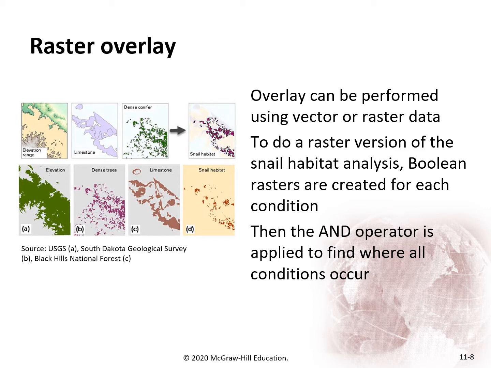Raster overlays can be performed using vector or raster data. To do a raster version of the snail habitat analysis, you can do a Boolean raster for each of the conditions and then use the AND operator, and it ends up with only conditions that meet all of them. You can also, if you have all these data sets as raster, just use the raster calculator and multiply them all together.